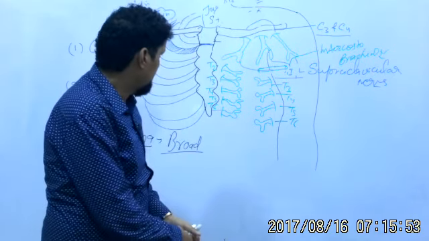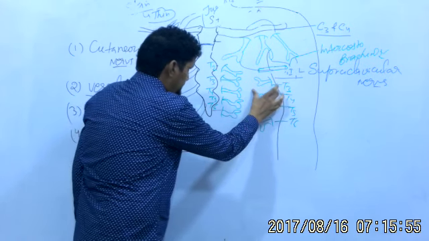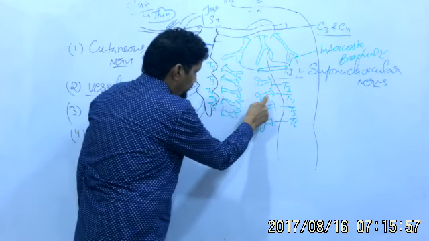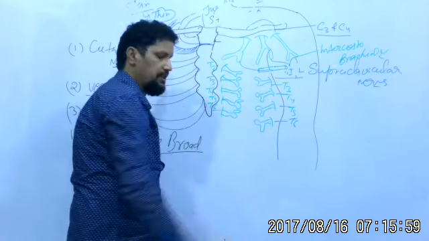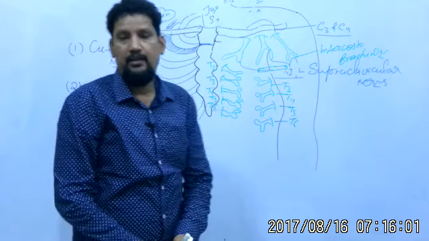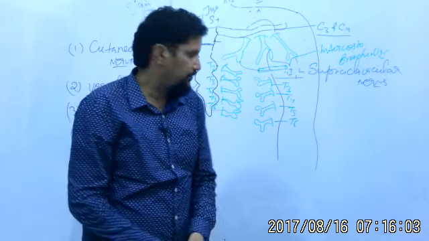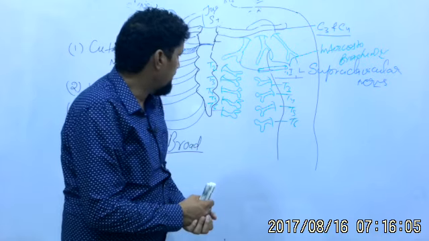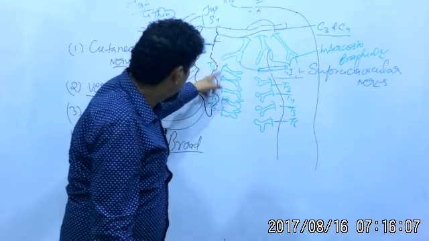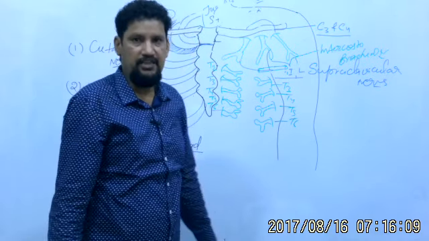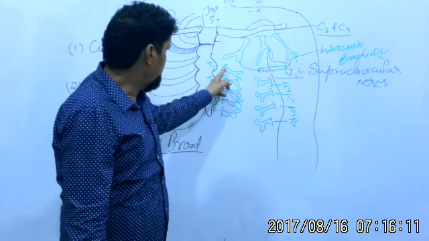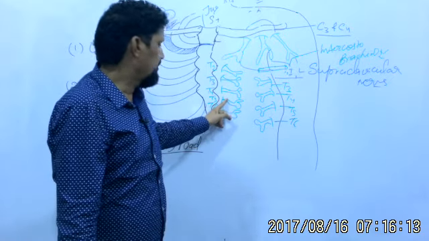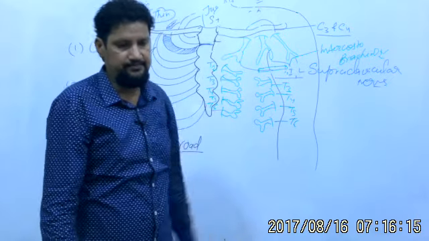Below this, the lateral part is innervated by T3, T4, T5, T6. These are branches of the ventral primary rami of the thoracic spinal segments. This part, the medial, is innervated by T2, T3, T4, T5 and T6.